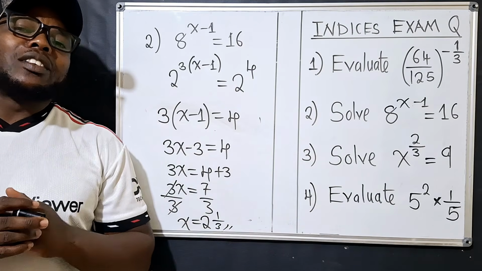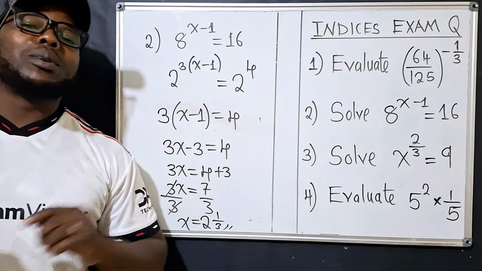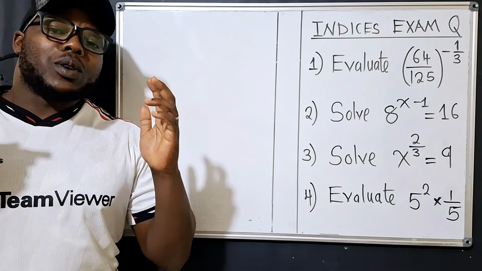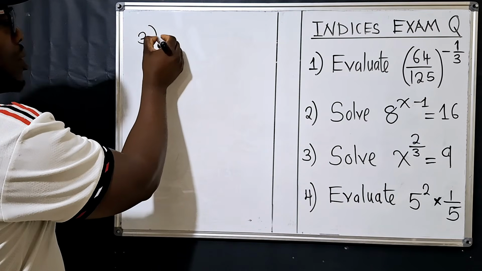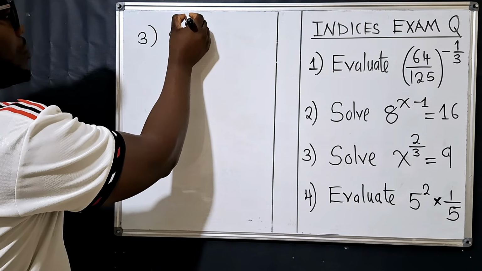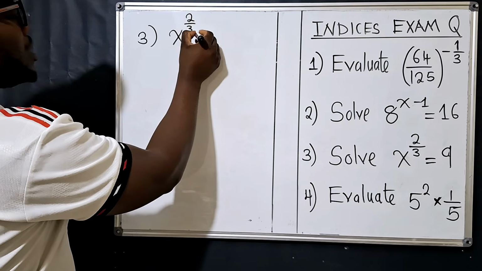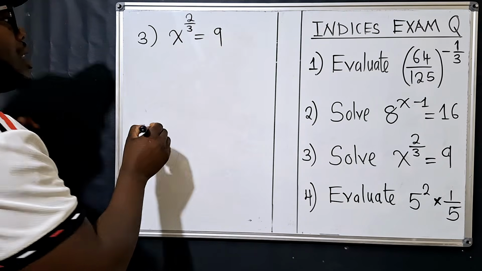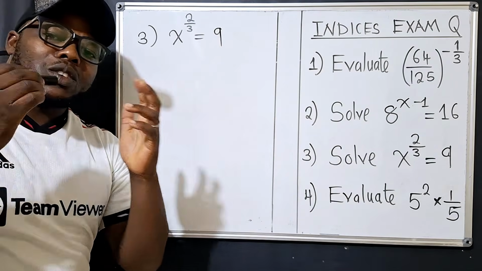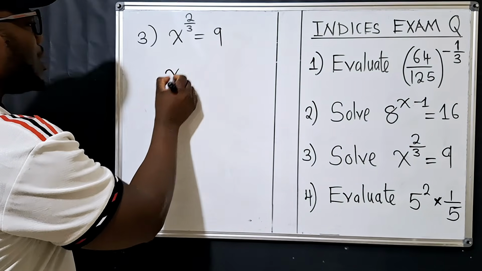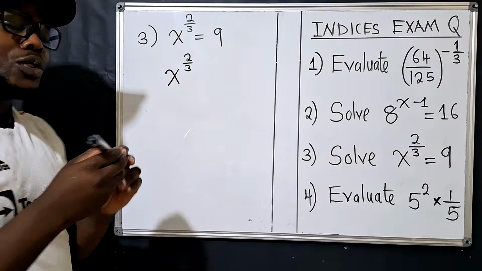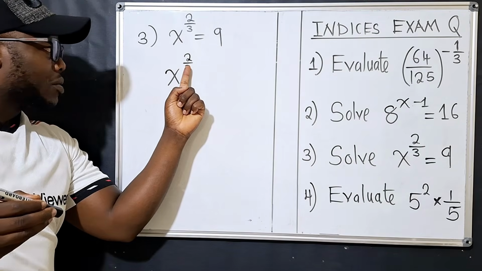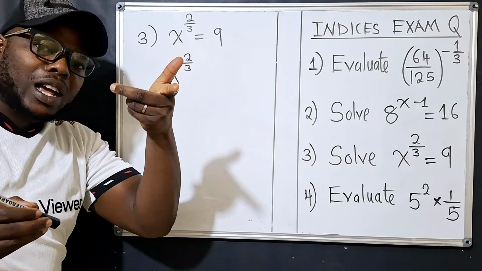So let's do question 3 and see what we're supposed to do on question number 3. All right, for question number 3, they're asking us to solve. We've got x power 2 over 3 is equal to 9. So now, solving this equation, we shall say x power 2 over 3. Look nicely at the power that we have here. Just switch it like this.